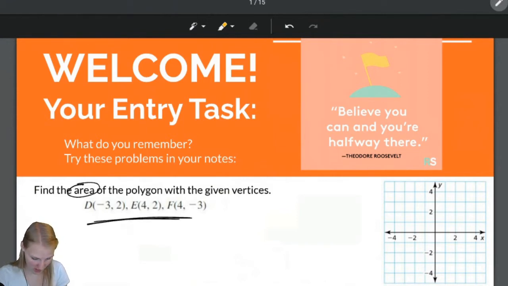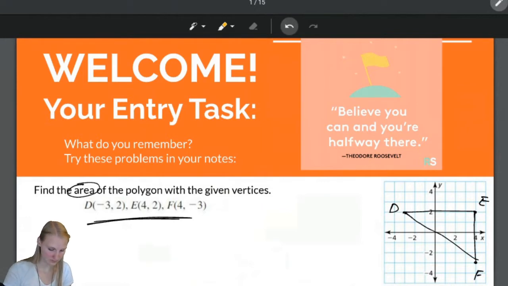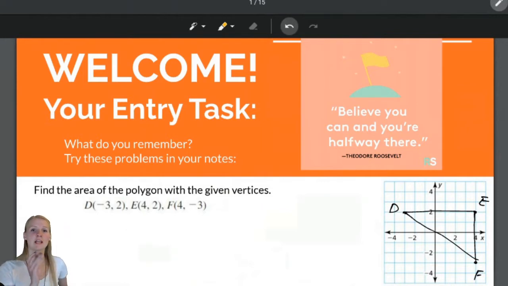So D is at -3, 2, D. E is at 4, 2, whoops, that's E, E, and F is at 4, -3. So this is the shape we're working with. Beautiful. Now I want to find the area of this shape.